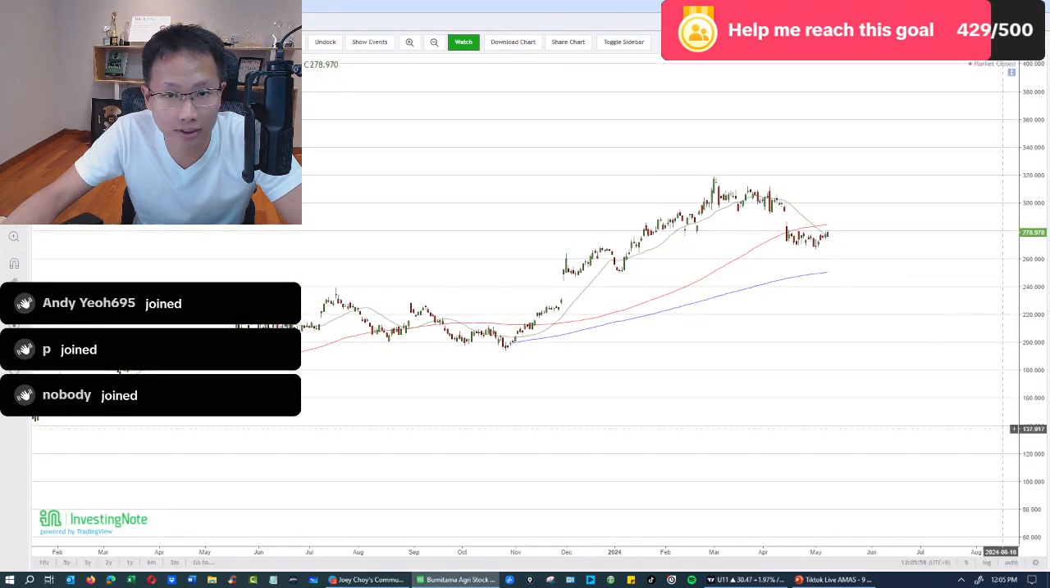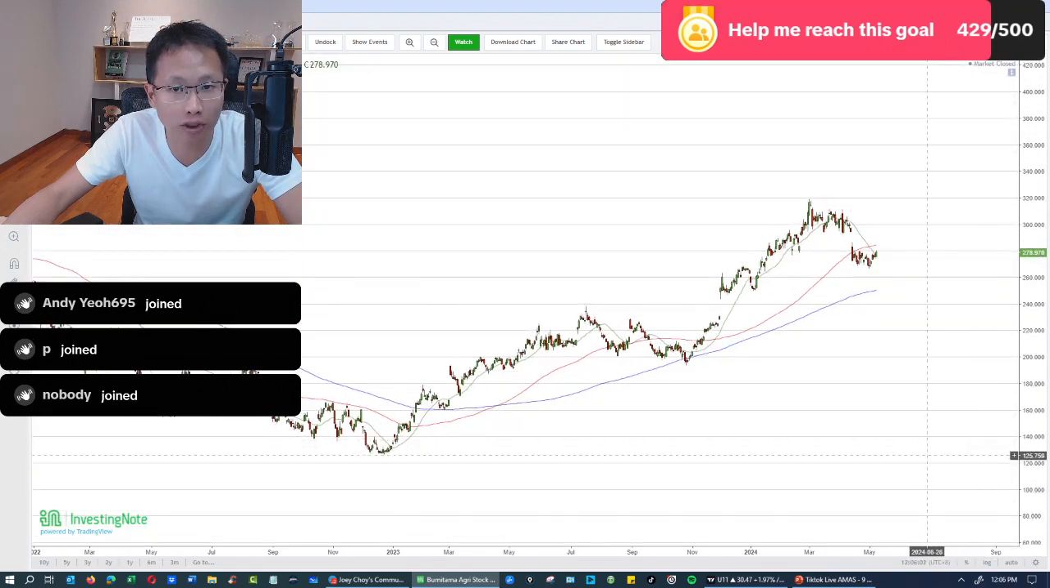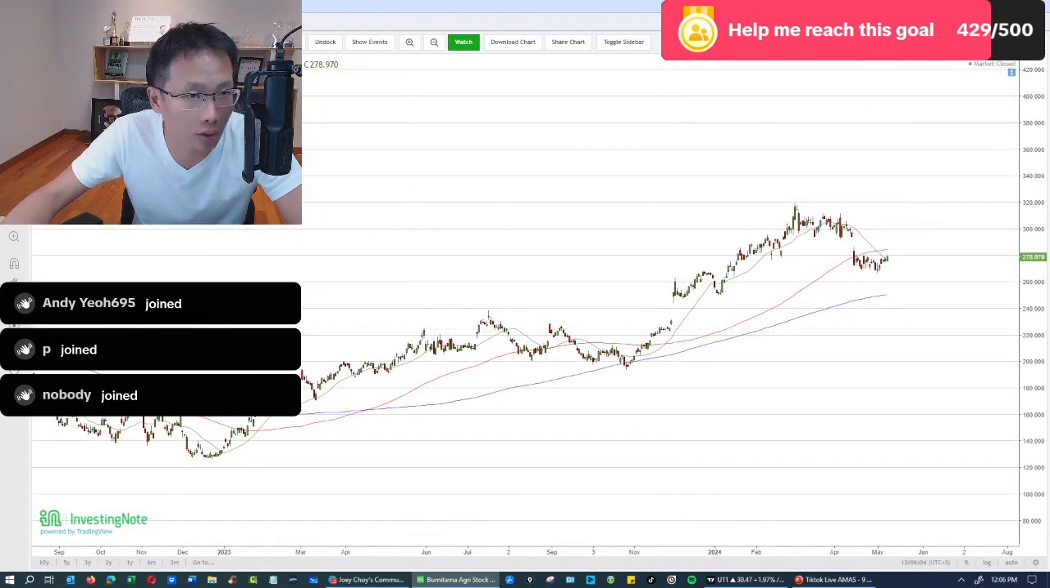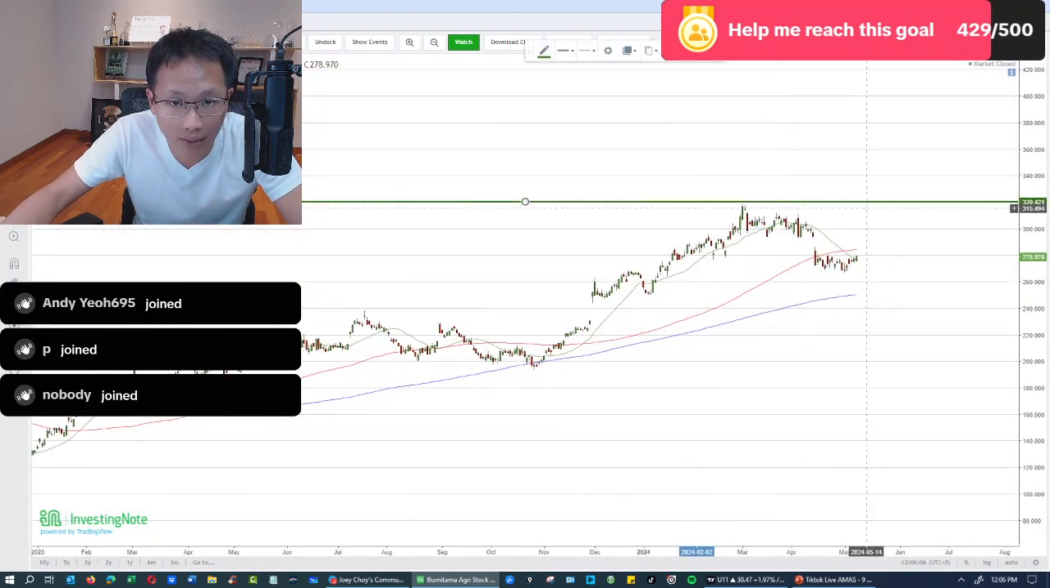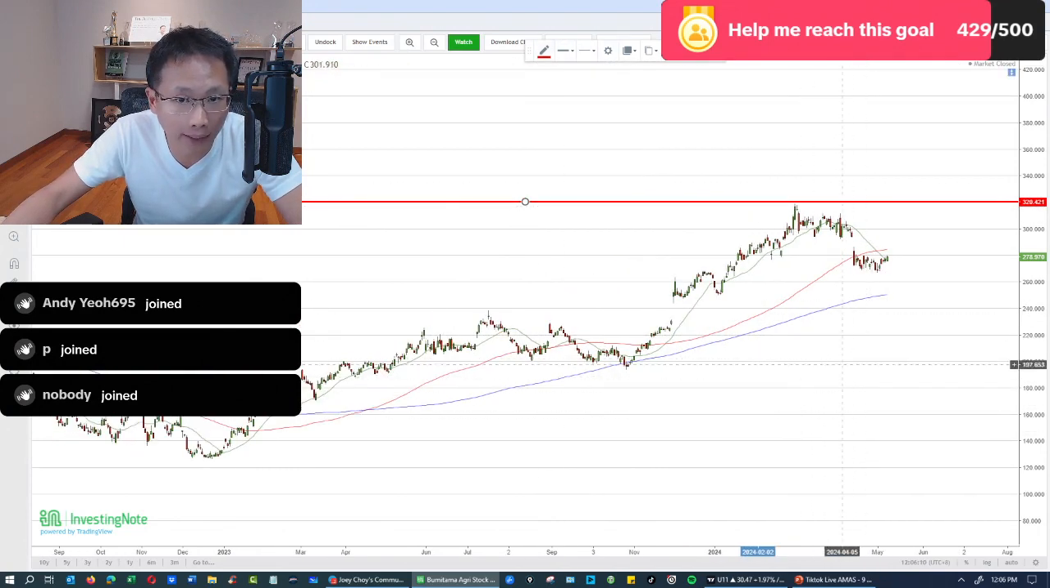Let's take a look at Salesforce CRM. Okay, pretty good uptrending stock, but in the short term, it seems like some of those technology stocks as well saw a bit of selling, so that would be a resistance level around that 320. And let's see, right?